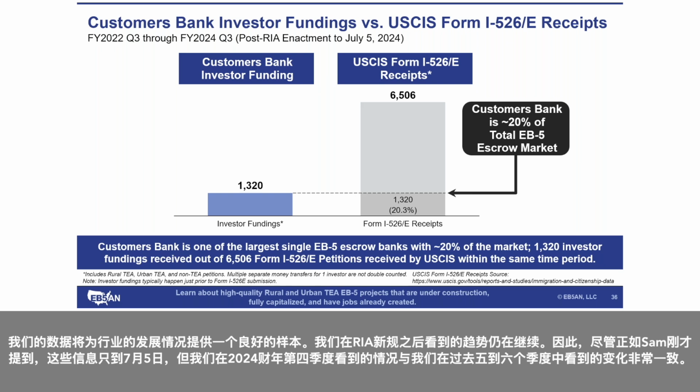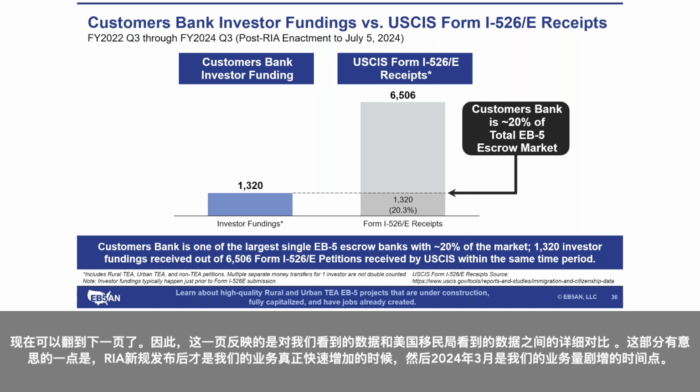And the trends that we're seeing post-RIA are continuing. So although this information, as Sam said earlier, only goes through July 5th, what we're seeing in Q4 fiscal year of 2024 is pretty consistent with the movement that we've seen over the last 5 to 6 quarters. We could go to the next slide.